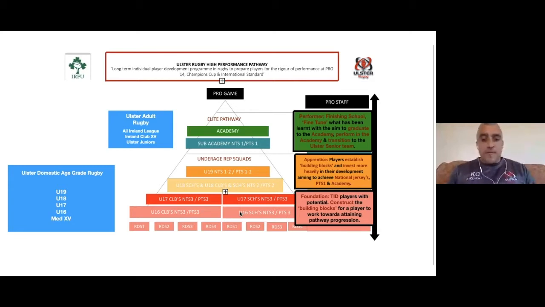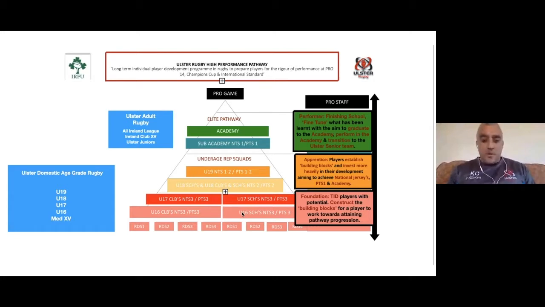Fortunately, those under 16 and under 17 streams now combine at under 18 level to give us two club and school teams at those age groups, allowing all our best talent to come through and play in those two teams.